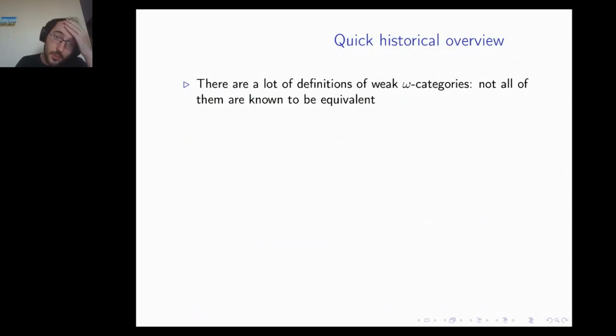So why are we interested in weak omega categories? Well, because they are very complicated. There are a lot of definitions for them, and not all of them are known to be equivalent. And mostly because they provide interesting steps toward directed HoTT, for instance.